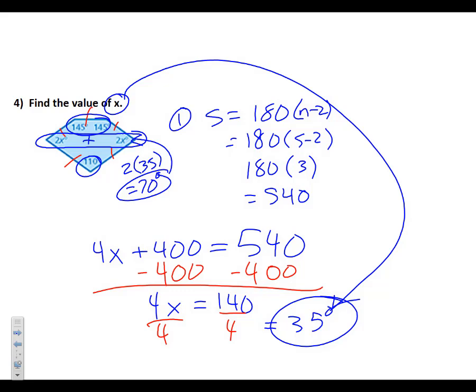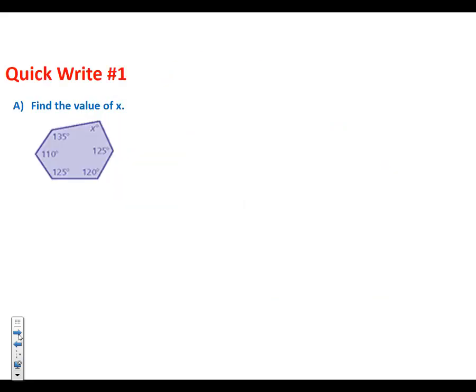Outstanding. Ladies and gentlemen, we've reached our first quick write of the night. Our quick write on finding the value of x. If you would please make a very rough drawing and label all the angles, and then go through the steps that you need to find that missing angle measure. When you're done, take a quick break so you can come back refreshed for our second video of the night. I'll see you in a few moments.